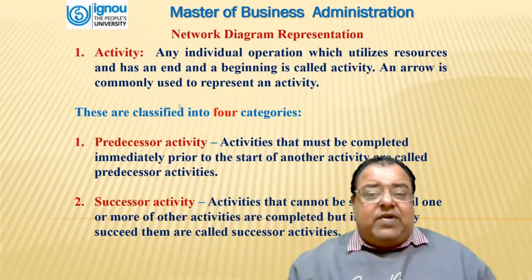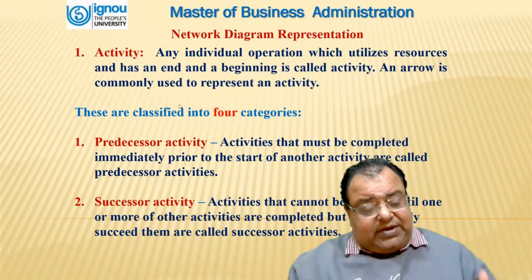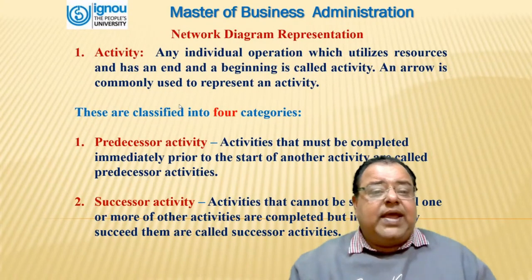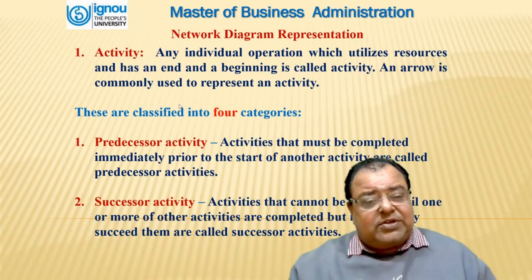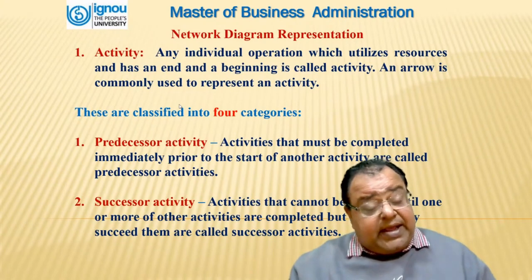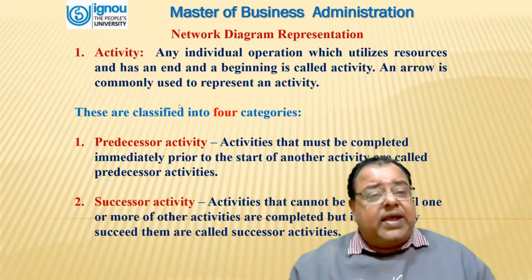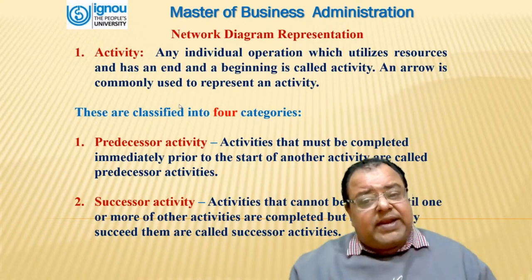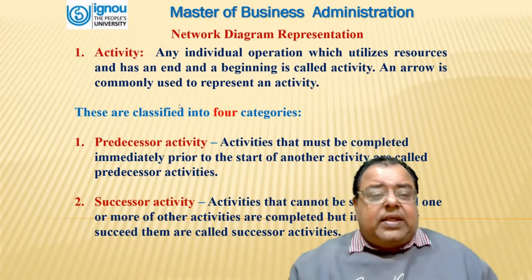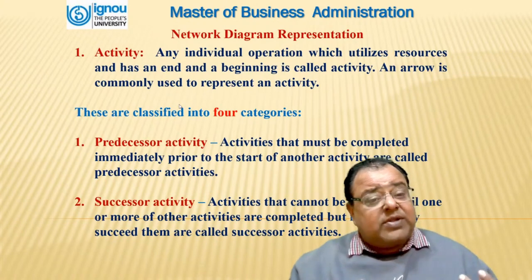How is this network diagram representation drawn or done? Number one, activity. Any individual operation which utilizes resources and has an end and a beginning is called an activity. An arrow is commonly used to represent an activity. These are classified into four categories. Now I'm talking about the activities.